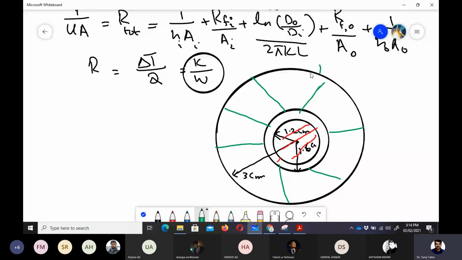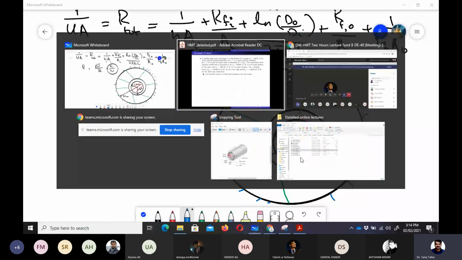And usually we take the outer surface to be perfectly insulated. So this surface is usually insulated, so all the heat is being transferred between these two fluids and nothing is being lost to the environment. That's why we want to insulate this heat exchanger. So now this is given, and what else have we been given here?